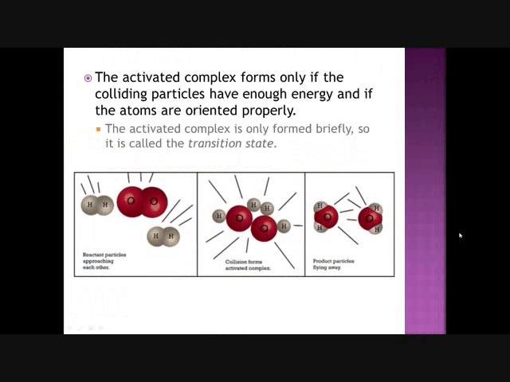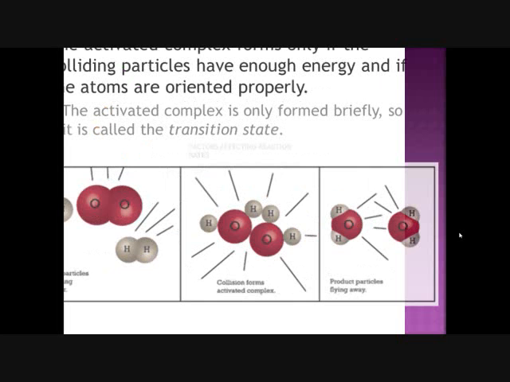So the activated complex is just a big, huge molecule where all the reactants are combined together before they break apart into the new compounds for the products. So this only happens if they have enough energy and they're arranged properly, oriented properly, and so sometimes the activated complex doesn't even form. But it is so brief that we call it a transition state, and we don't write it in chemical equations.